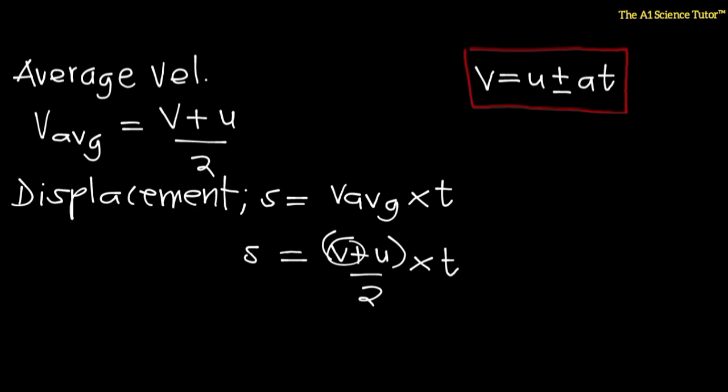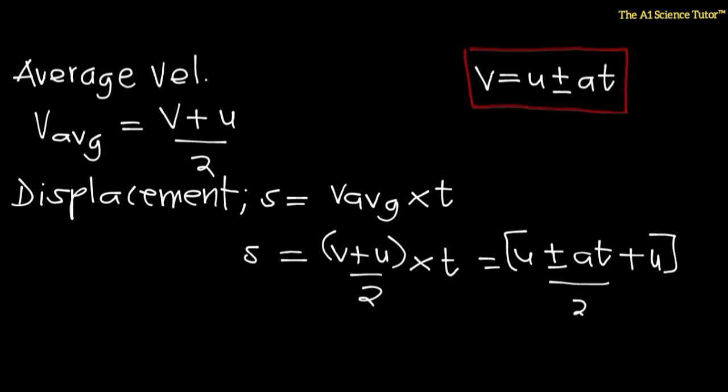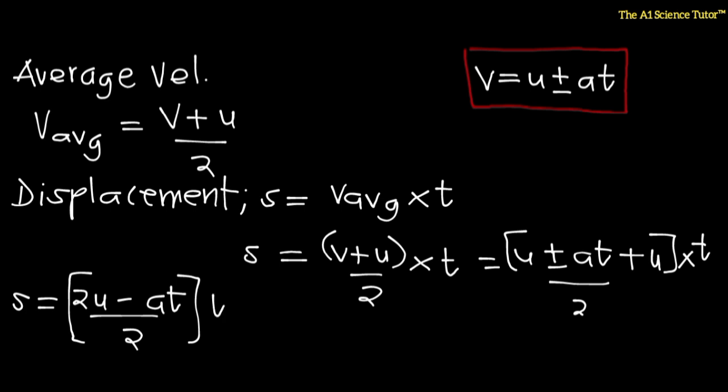Now we know that v is equal to this stuff up here. So I'm just going to substitute that. So we'll have u plus or minus at, and we have a plus u. So this whole thing is divided by 2, and we have multiplied by t on the other side. So if you add u to u, that is going to give you 2u. And so we have 2u plus or minus at divided by 2. This is multiplied by t.